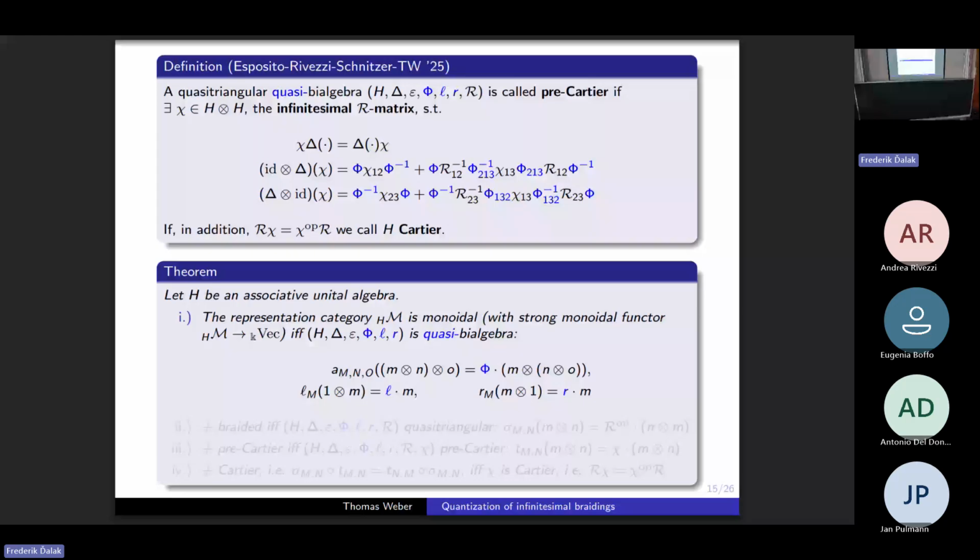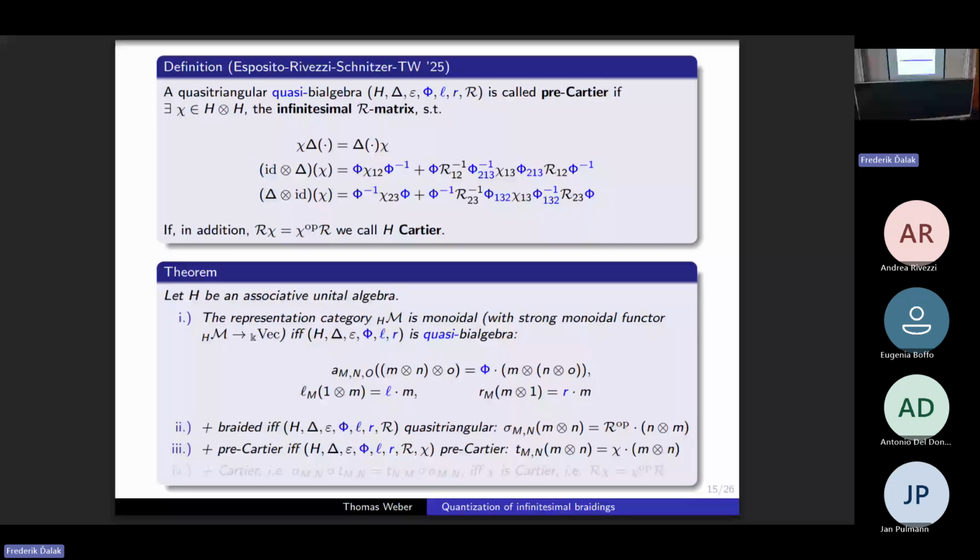And here, these parts we have seen before. This category is graded if and only if we have an R matrix, and your grading corresponds to the R in this way here. It's a pre-Cartier category if and only if we have a pre-Cartier quasi-bialgebra, and the infinitesimal grading and R matrix correspond to each other in this way. And Cartier if and only if the grading and infinitesimal grading commute, which is then reflected on the algebra side by R pi equals chi over R.